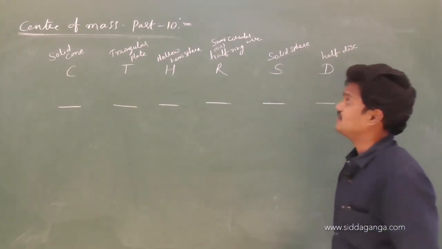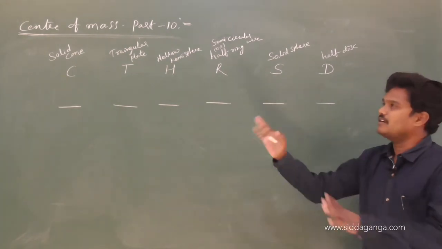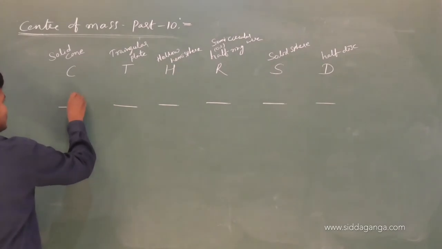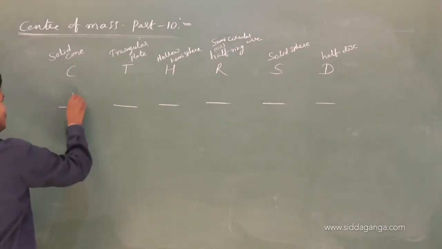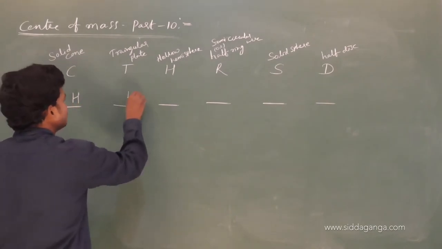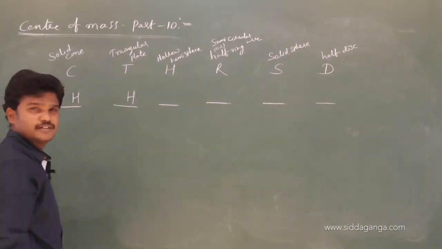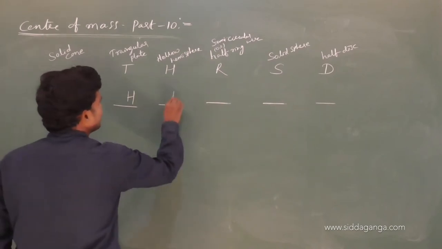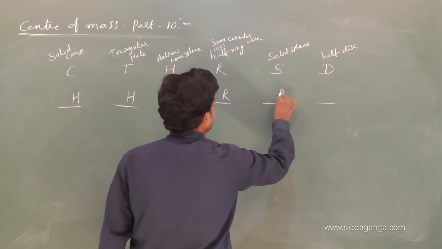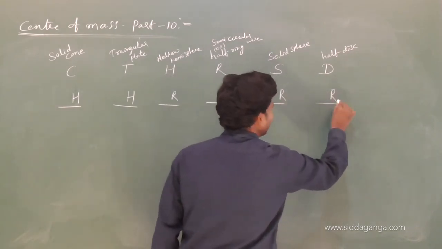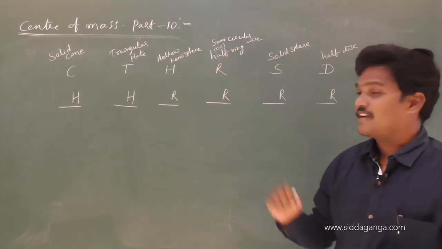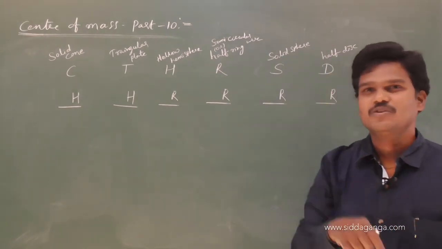So far I covered these derivations only up to now. I have written all in one order. Cone generally will have height. Keep in mind, cone has height. For triangular plate, they will give the height of the triangular plate. Hollow hemisphere, they will give radius. Half ring has radius. Solid sphere has radius. Disc has radius.